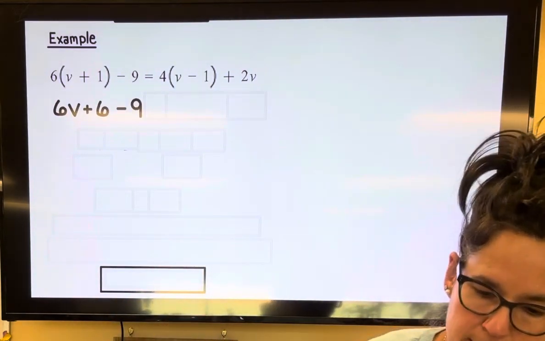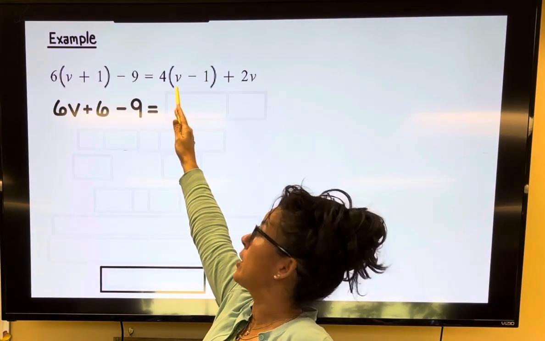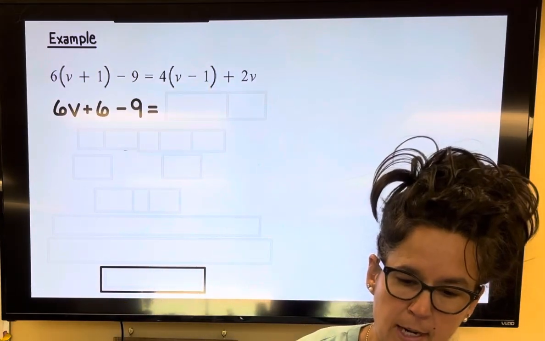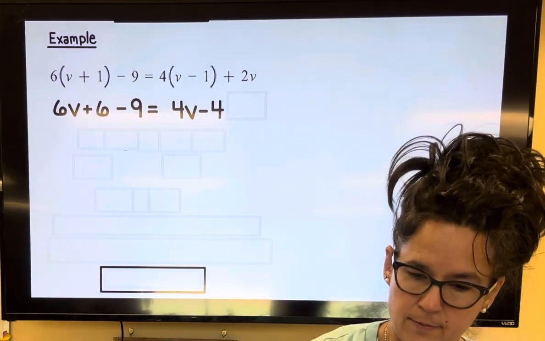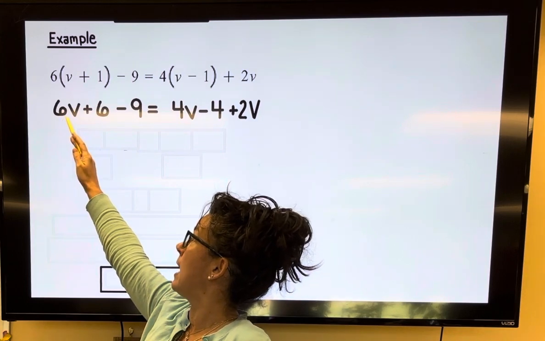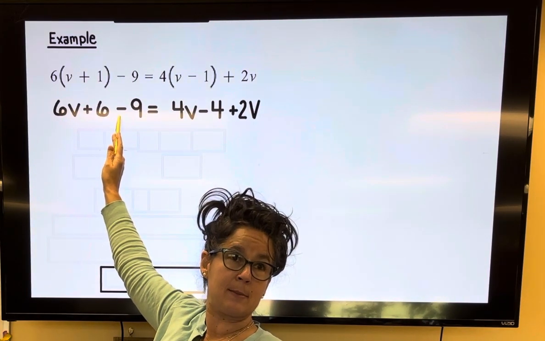And then let's go ahead and bring down the equal sign while we're at it. Okay, the 4 is going to go through, so 4 times V is 4V, and 4 times -1 is -4. And then I'm going to bring down the 2V. We're going to continue simplifying, and on the left side, V's, numbers, numbers. I can put these numbers together because they're on the same side.